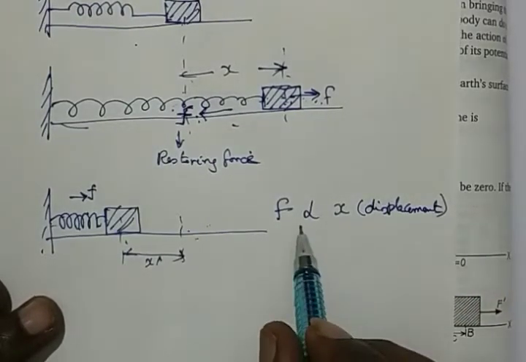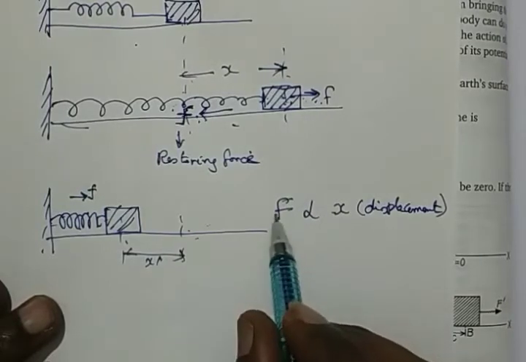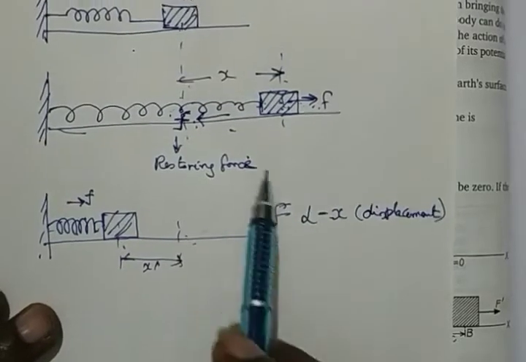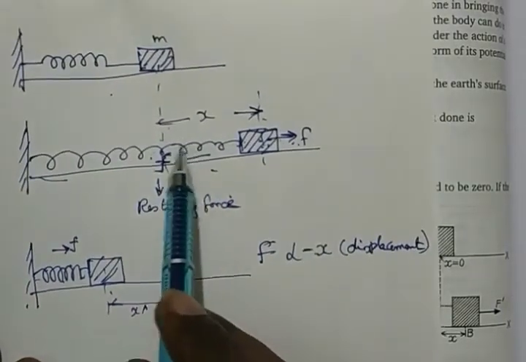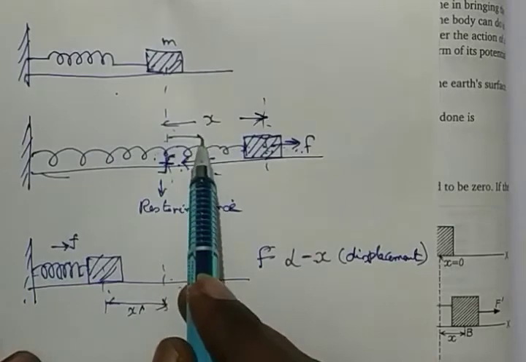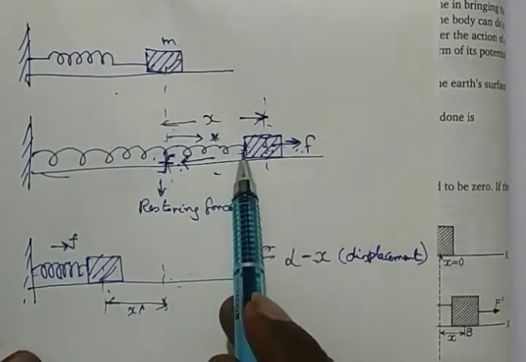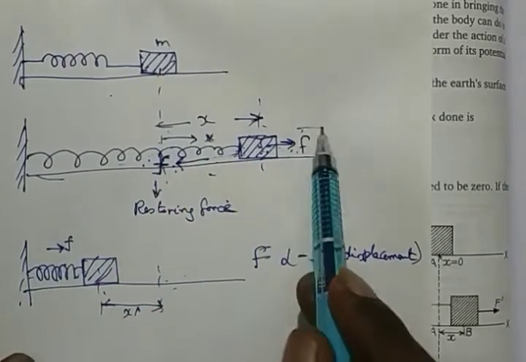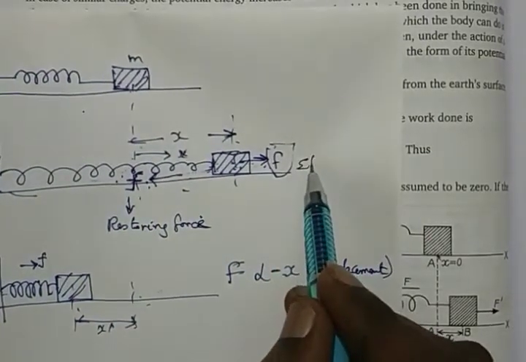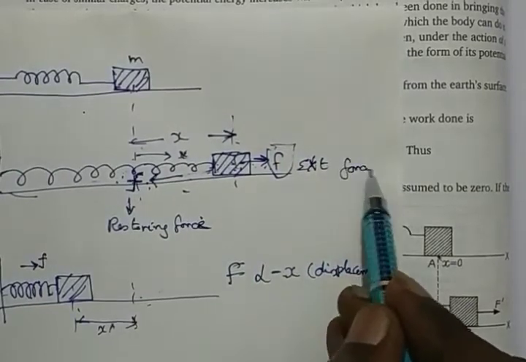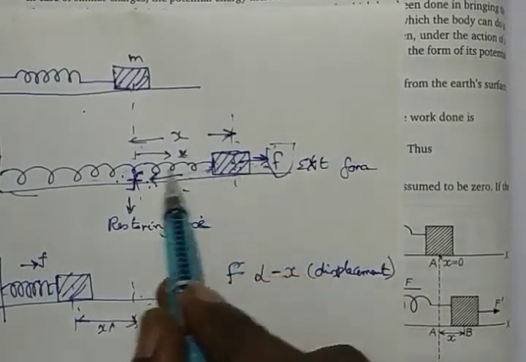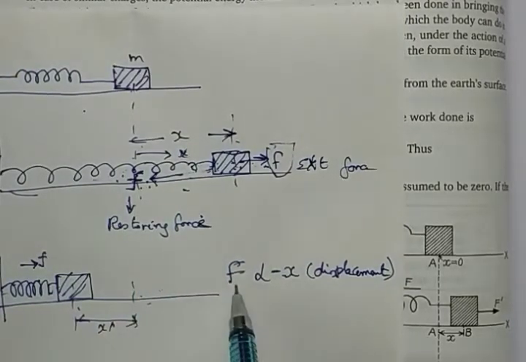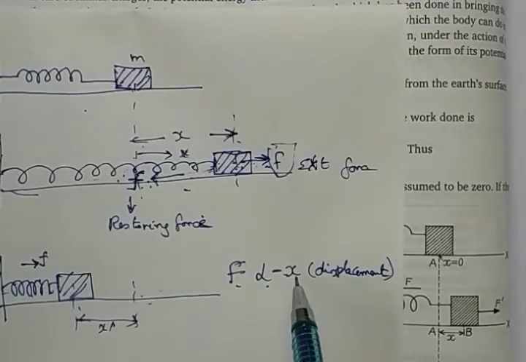Now, restoring force is proportional to displacement, but a negative sign should be there. Why is there a negative sign? Look at this one. Displacement has happened from here to here. This is the displacement, and the restoring force is acting in the opposite direction. This is the external force. Because of the external force, the restoring force is happening in the opposite direction because of the spring force. The spring force is called the restoring force. So restoring force is always proportional to the negative of displacement.